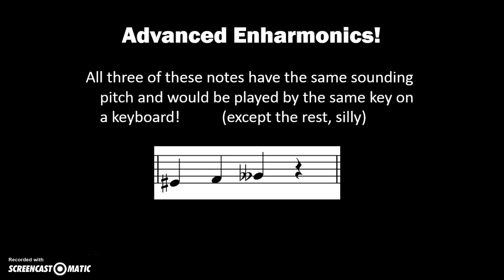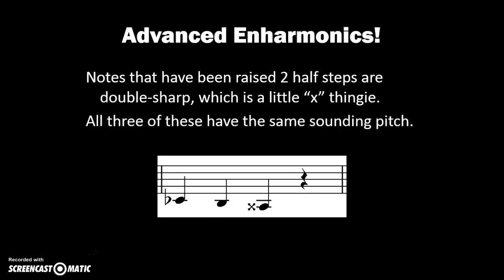Of course, the rest doesn't sound the same, but those all sound the same, but they look different. Notes that have been raised 2 half steps are called double sharp, which they don't use 2 sharp signs. They use that little X thingy. It's called a double sharp sign. Sometimes there's a couple dots around those too, so if you ever see that, you know it's a double sharp. And again, all 3 of those things have the same sounding pitch.